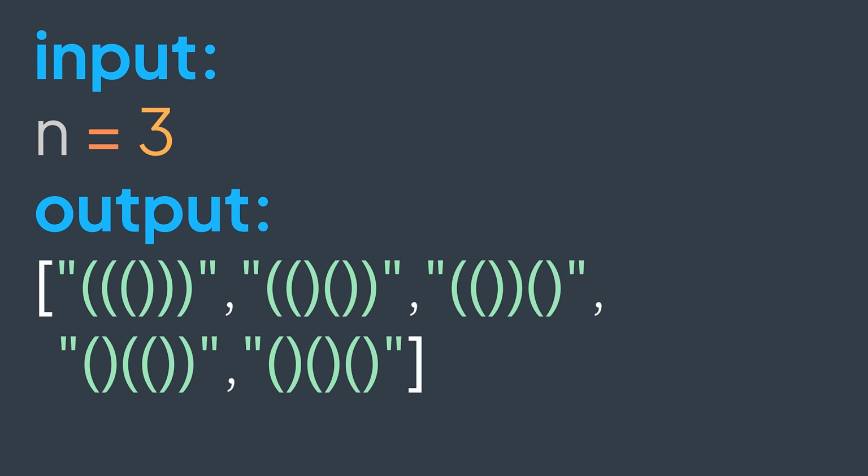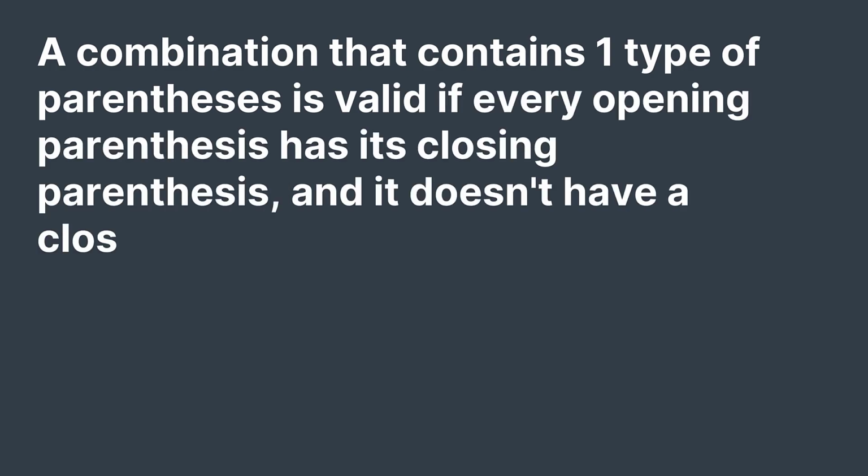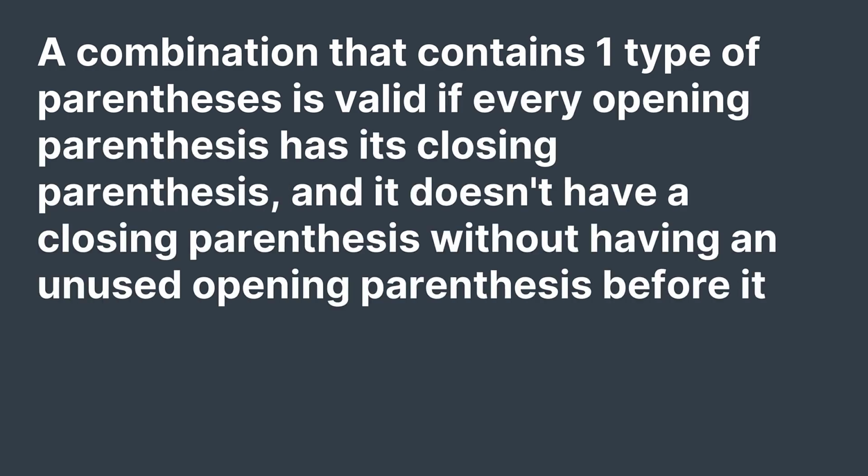First of all, what does a valid combination mean and how to check if a combination is valid? A combination that contains one type of parenthesis is valid if every opening parenthesis has its closing parenthesis, and it doesn't have a closing parenthesis without having an unused opening parenthesis before it. Let's see some examples.